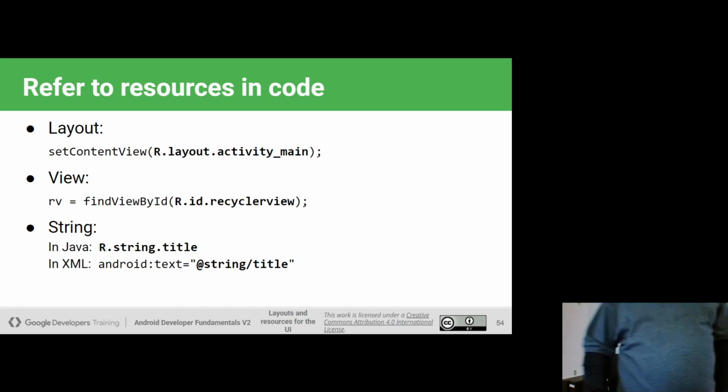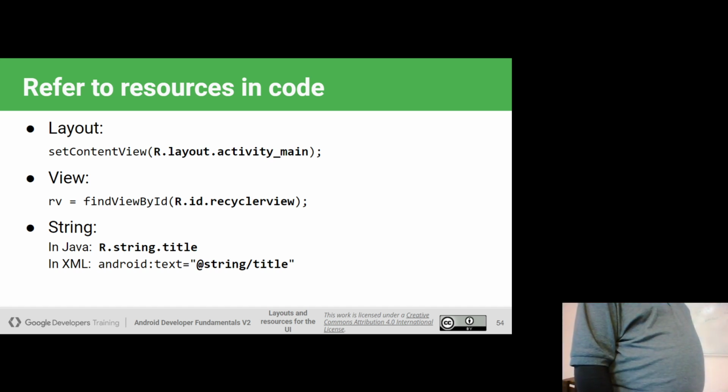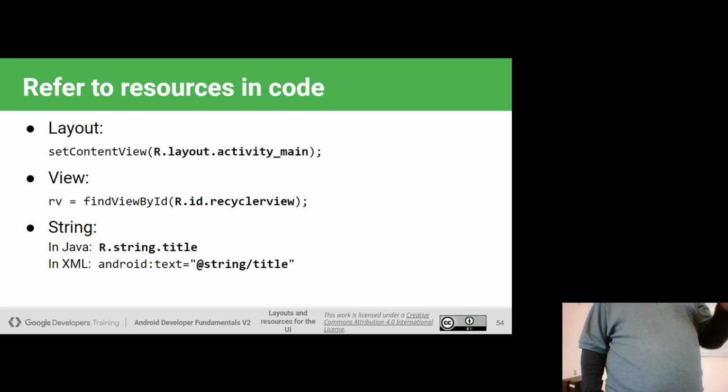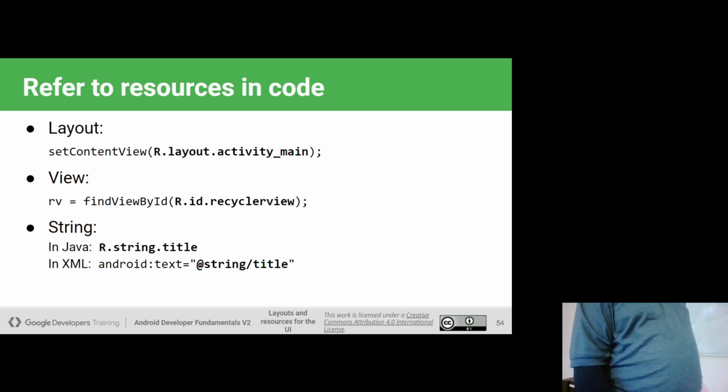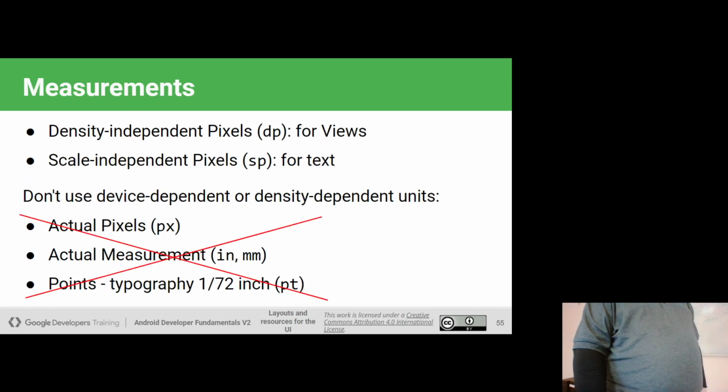Okay. Or if I wanted to refer to an ID, I could say R.id.recycler_view. If I want to refer to a string, it's going to be R.string.title. Or if I want to refer to that in XML, it's going to be @string/title.